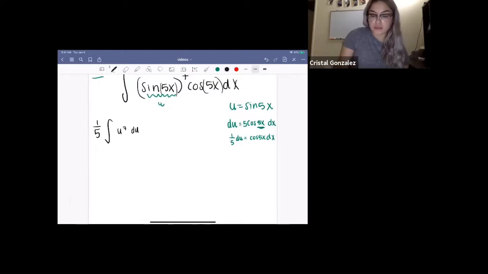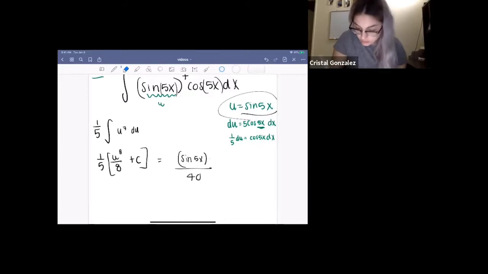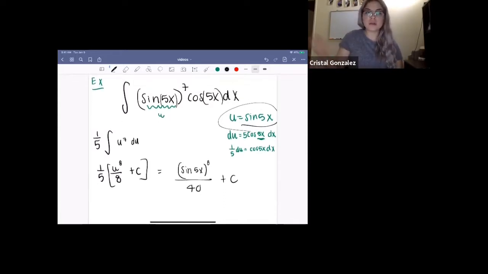So now integrate this. You've been doing this. So now you're going to go 1/5 u to the 8th power divided by 8 plus c. And now we're going to plug back in what u was equal to. So this is going to be sine of 5x, I'm going to write it like this, to the 8th power over 40. That's an 8, I promise you. Doesn't look like it. Plus c. And that's it. You make something super complicated that's hard to integrate into something super simple. Okay?